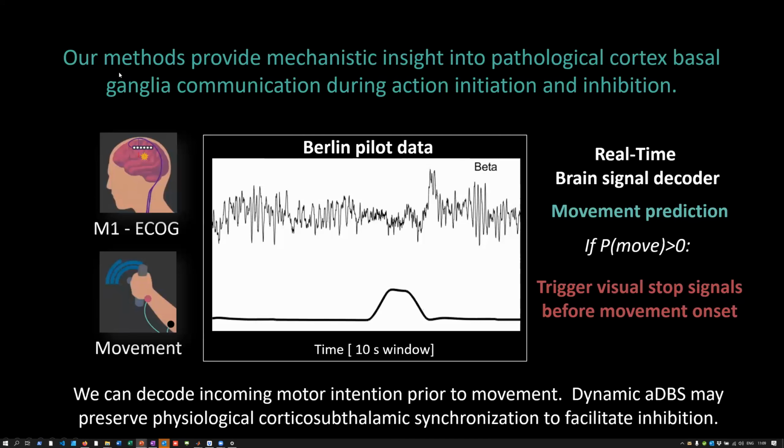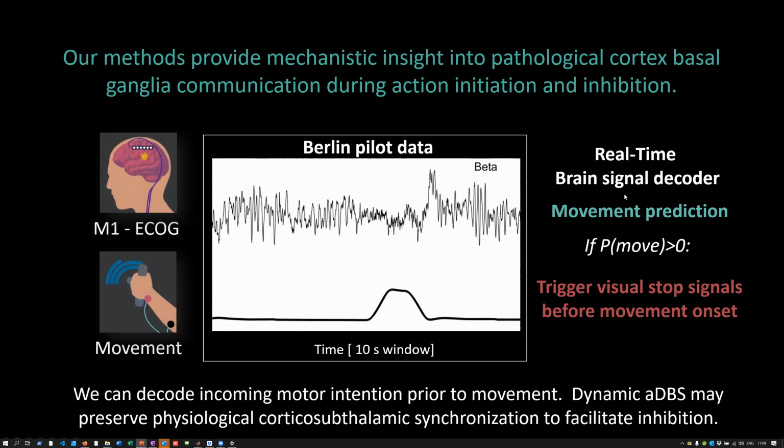Now, this can not only be used to improve the therapy, but also to provide insight into cognitive domains or specific ideas about brain communication. And this is a study that we're going to start next year, where we use the brain BCI approach to predict whether or not a patient has the intention to move, and use the stop signal to interfere with this.